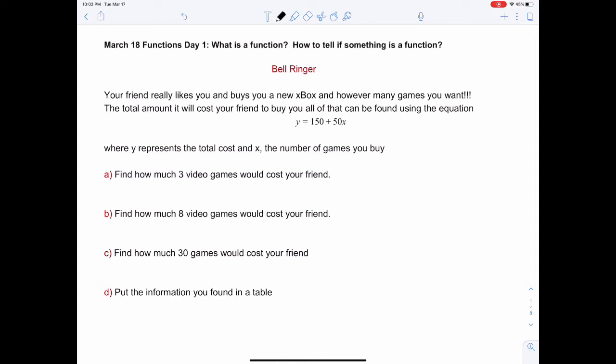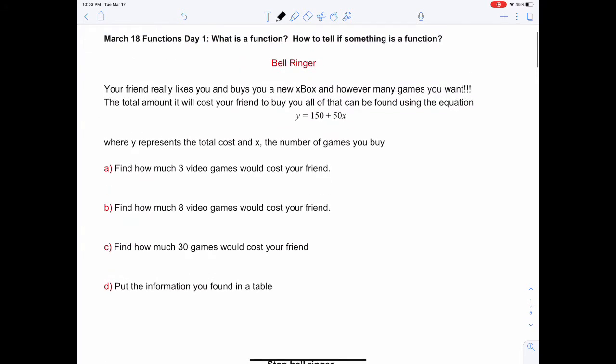Let's see, your friend really likes you and buys you a new Xbox, and however many games you want. Wow. The total amount it will cost your friend to buy all of that can be found using the equation y equals 150 plus 50x, where y represents the total cost and x the number of games you buy. So you need to find how much 3 video games would cost your friend, how much 8 video games would cost your friend, how much 30 games would cost your friend, and you're also going to put the information in a table. So pause the video, get to that, and we'll take it from there.